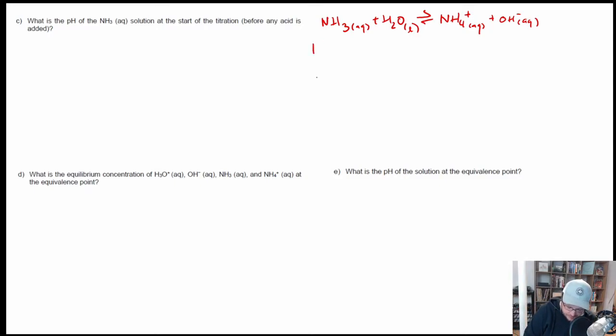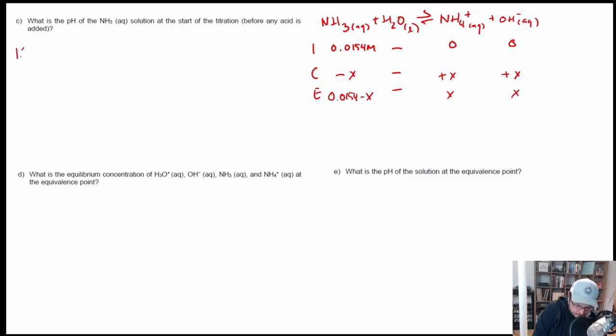So if we set up our ICE table in this case, our initial concentration was 0.154 molarity. We don't care about the water. And then we have 0 for the ammonium, and we have 0 for the OH minus. So now we're going to lose X of NH3. We're going to gain X of NH4 plus. We're going to gain X of OH minus. And so then our end result should be 0.154 minus X. And then it's going to be X, and then X right here.